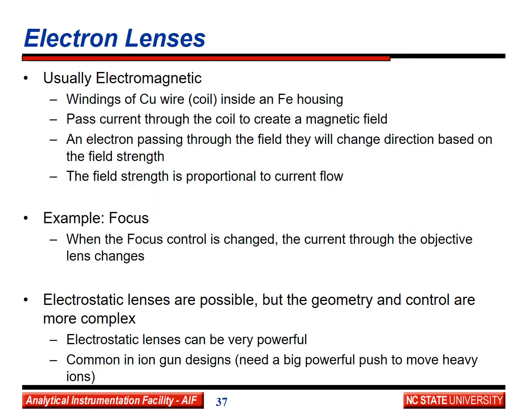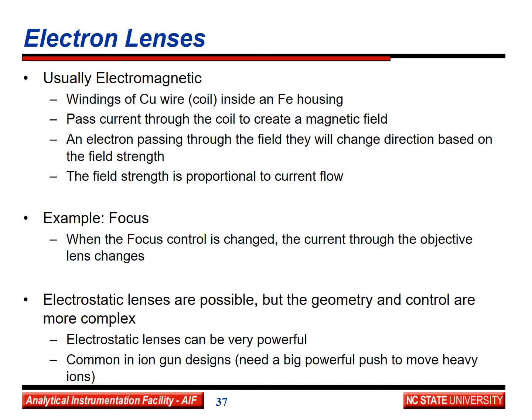Electron optical lenses in an SEM are usually electromagnetic, and that means that we have windings of copper wire or a coil inside an iron housing. We're then going to pass current through the coil in order to create a magnetic field. An electron passing through the magnetic field will change its direction based upon the field strength, and the field strength is proportional to current flow. So the more current we flow through the magnet, the stronger the lens will be.